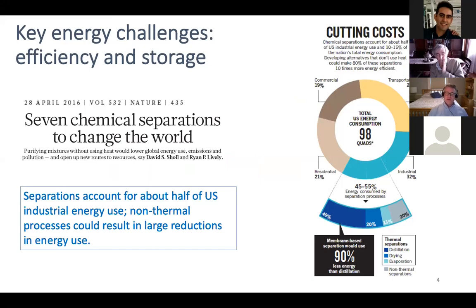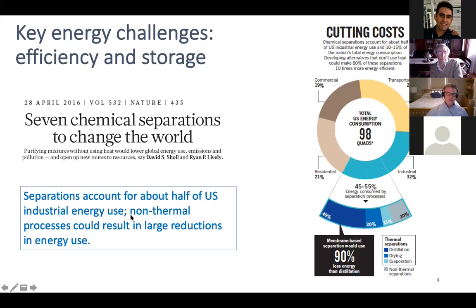And I'll just point out one of the areas of energy that's an energy intense user is chemical separations. There's this beautiful paper published a few years ago by David Sholl and Ryan Lively in Nature that talked about 7 chemical separations to change the world. And I apologize, my statistics here are going to be focused on the United States. I usually give a talk like this to a US audience. The numbers will be a little bit different for Brazil and for the rest of the world, but I think that the message is still the same.